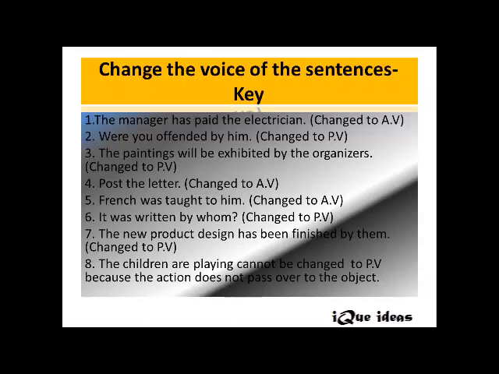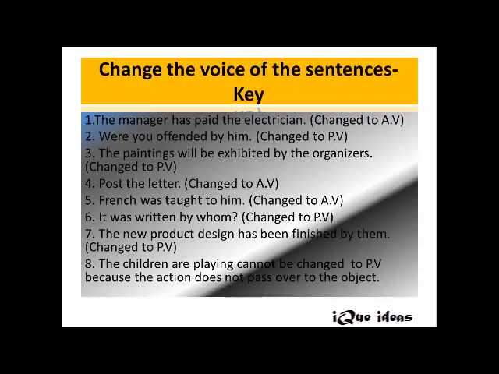Fifth sentence. Sixth one is "It was written by whom?" Again, two indicators for you: the helping verb "was" and the preposition "by", and you also have the 3V form of write, "wrote, written". So the sentence has been changed from AV to PV. This is the PV form. "The new product design has been finished by them." The sentence has been changed to passive voice. How? We have the 3V form "finished", and we also have the preposition "by", which is used only in passive voice, not in active voice, and "been" is also one more indicator for you, which is the helping verb here.